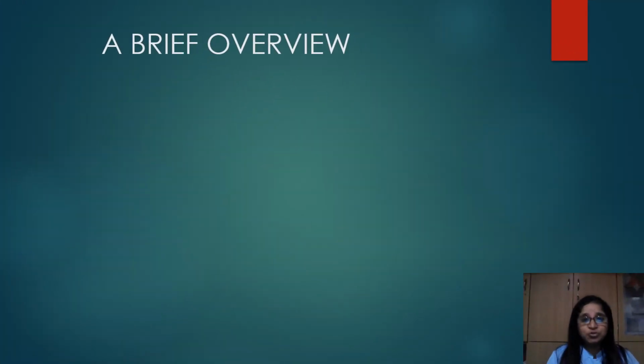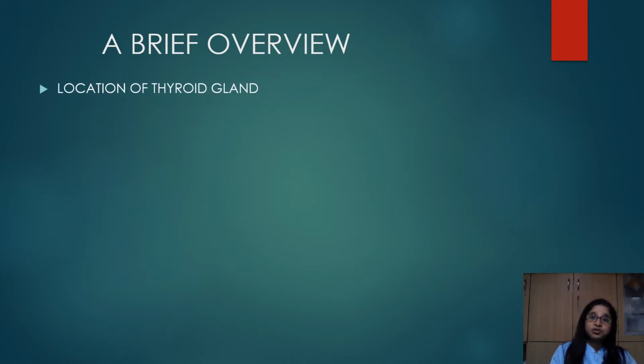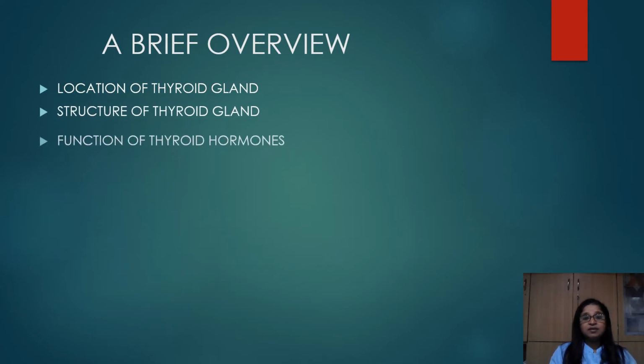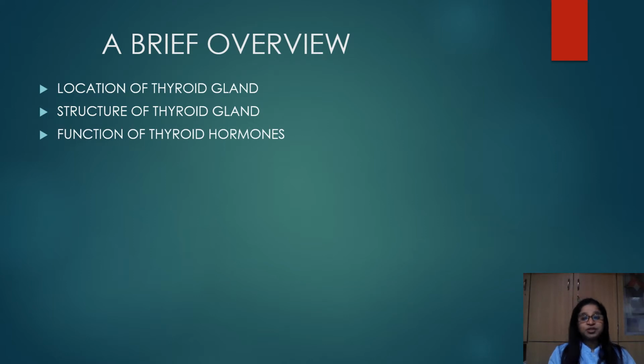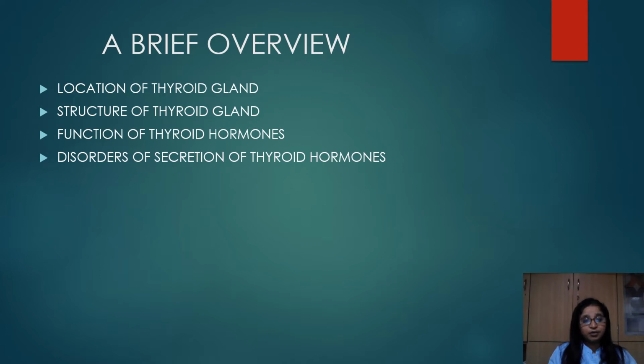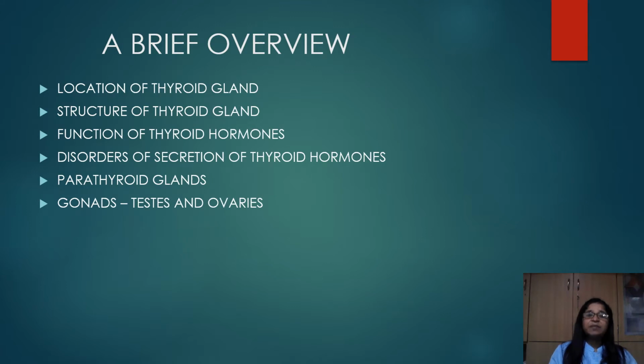Before we actually get into the details, let us have a brief overview of what exactly this video is holding for you. We'll be first talking about the location of the thyroid gland, the structure of the thyroid gland, function of the thyroid hormones, the hormones secreted by the thyroid gland, disorders of secretion of the thyroid hormones, the parathyroid glands, and a passing reference to the gonads, that is the testes in males and ovaries in females, and how they contribute to our hormone pool.